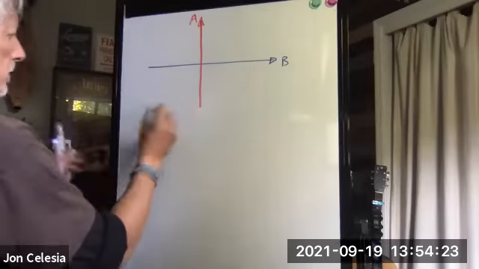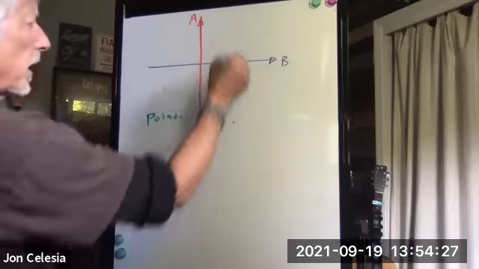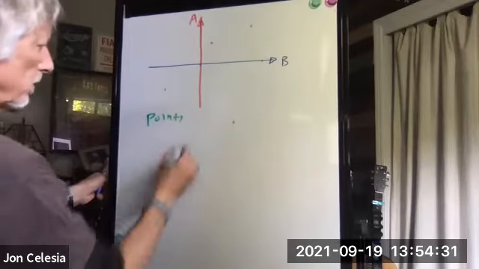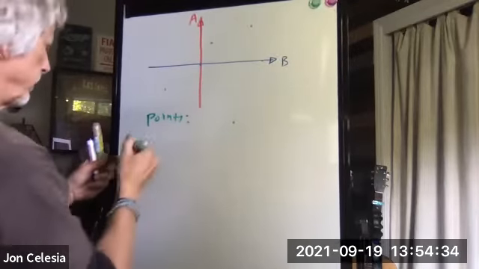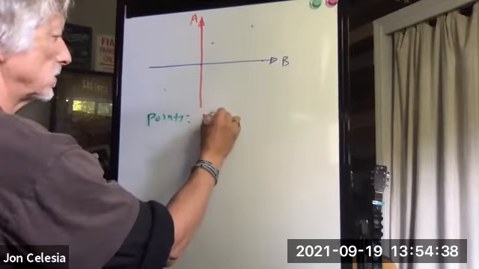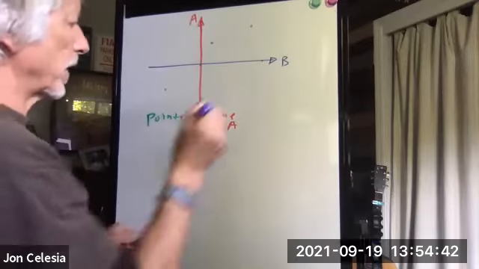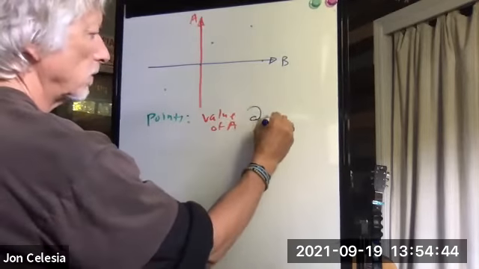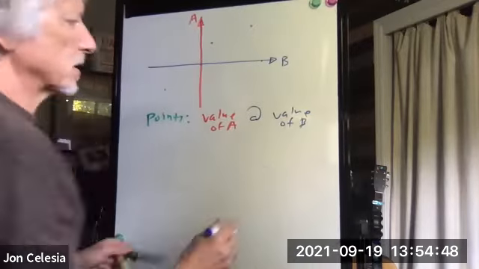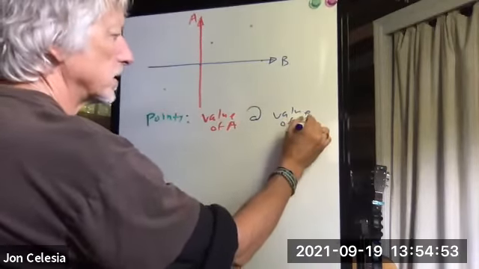So the points, any point on this graph tells you the value of A at whatever value of B. And so we really have to think about what this graph means.